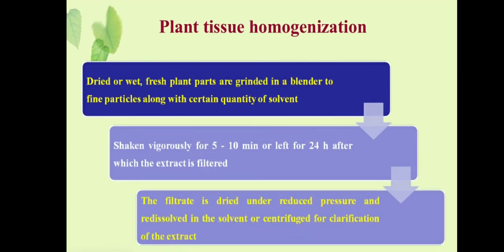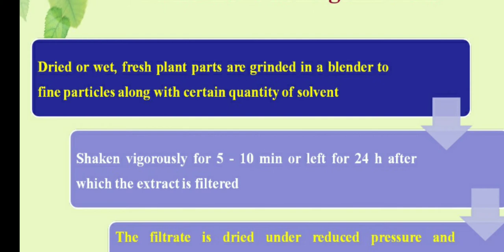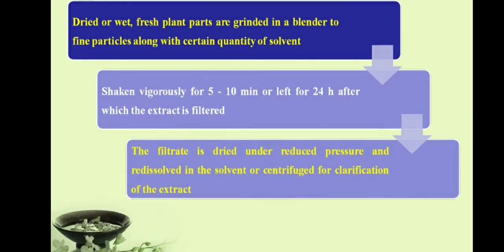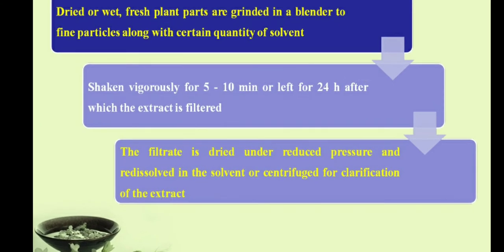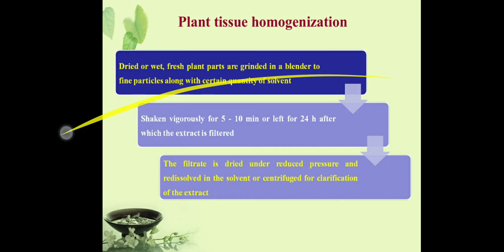This is plant tissue homogenization. First, we take dried or wet fresh plant parts and grind them in a blender to fine particles along with a certain quantity of solvent. Blend vigorously for 5 to 10 minutes, or leave for 24 hours, after which the extract is filtered. The filtrate is dried under reduced pressure and redissolved in the solvent, or centrifuged for clarification of the extract. You can see this picture.